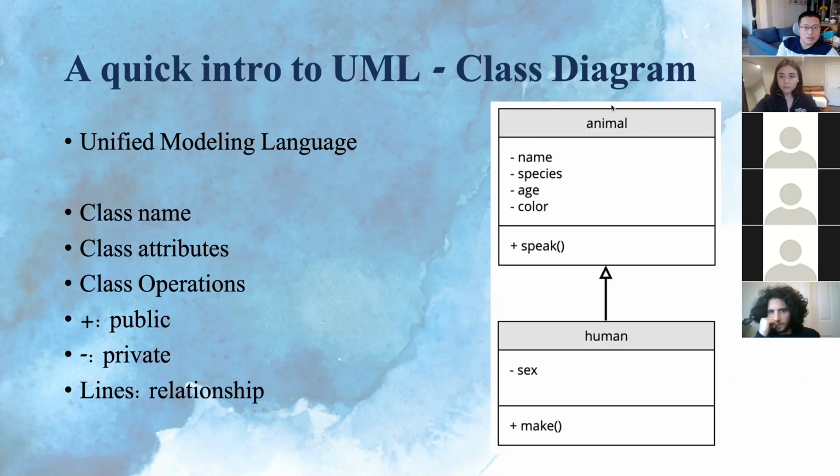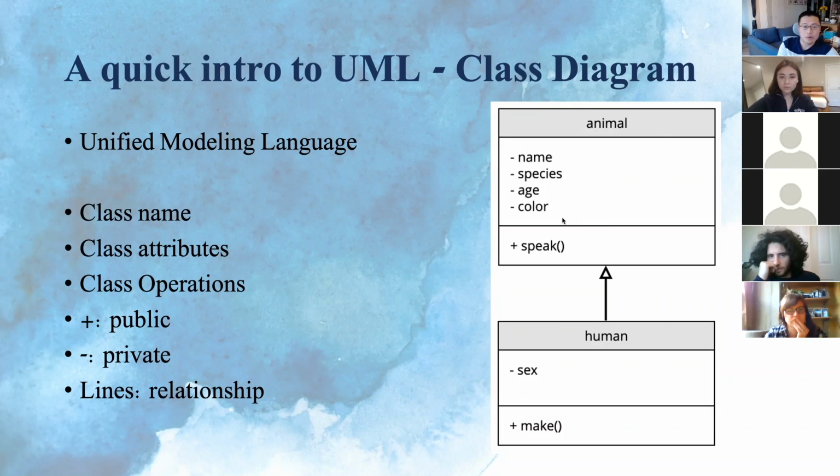If you can see, there are two boxes here. The first box on the top is the class name, and then this part is class attributes, or we call it class properties. And then this part is class operations. We call them functions or methods. And then you may notice there are minus and plus marks here, right? Plus means public, minus means private.